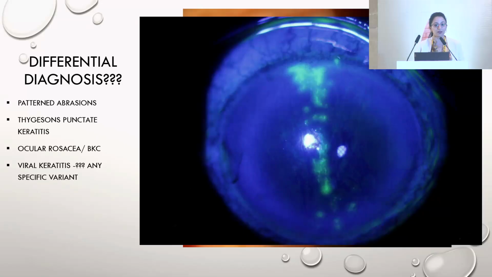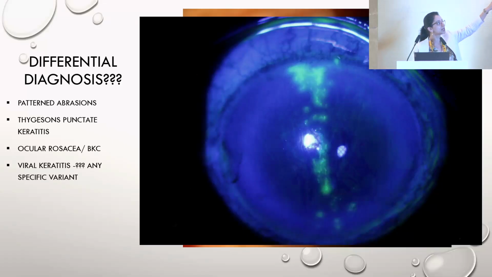So these were the variants in my head, but thankfully I had seen one singular case in my fellowship, and this was printed as the cover page of IJO by Dr. Himanshu Matalia. It is a very specific variant of viral keratitis. As you can see, it starts from the limbus and it goes towards the center. Very beautifully, it is replicating how the stem cells migrate from the limbus and how the epithelium grows.